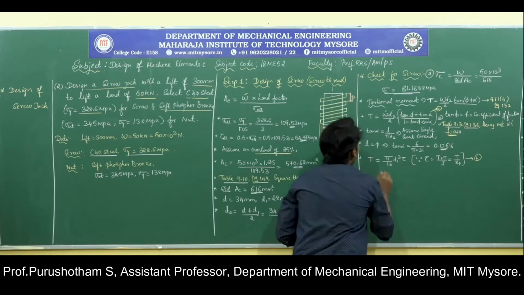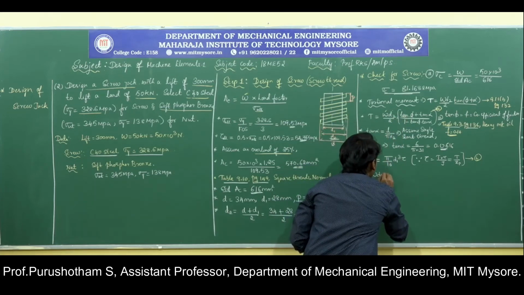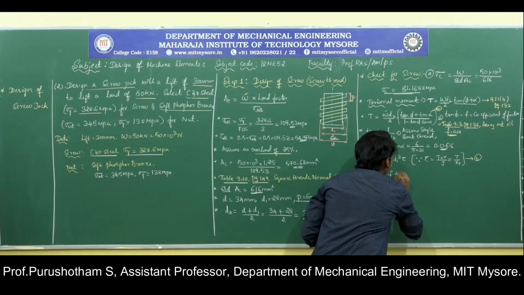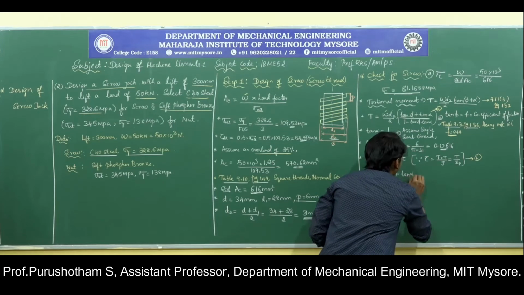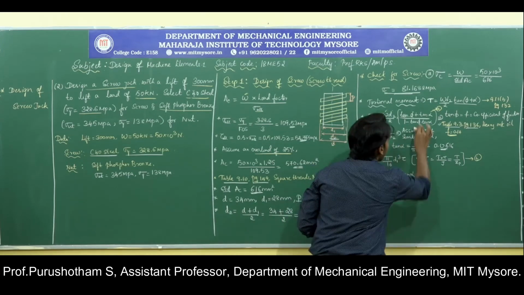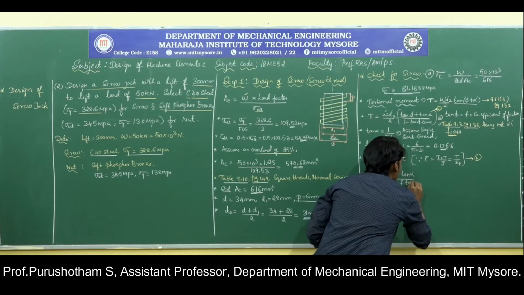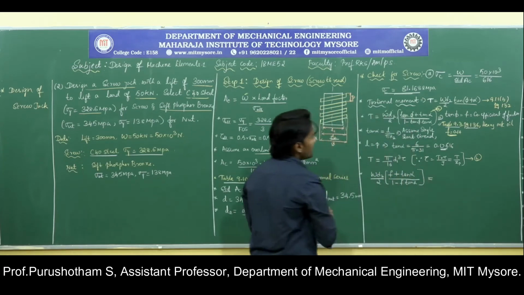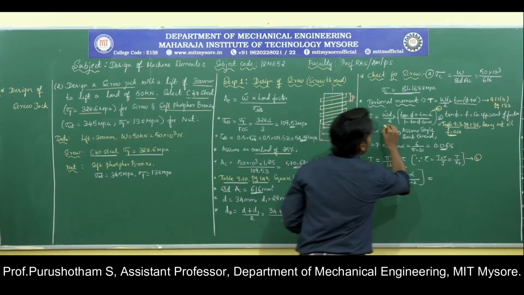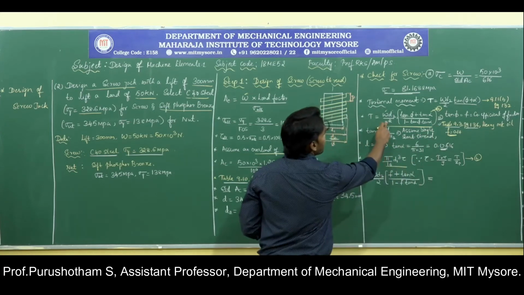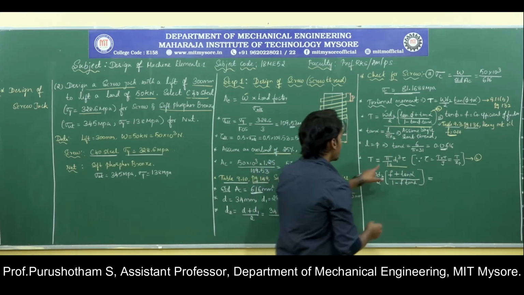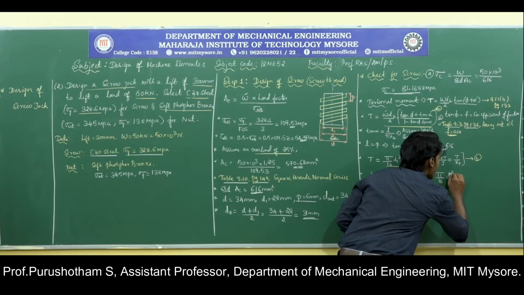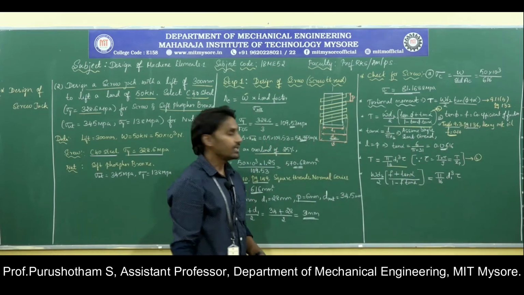RHS. So LHS is W d2 by 2 into tan phi, which is given by F, plus tan alpha, divided by 1 minus tan phi, which is given by F tan alpha, which is equal to the RHS of equation B, which is pi by 16 d1 cube into tau.